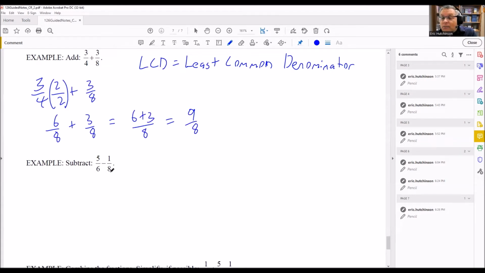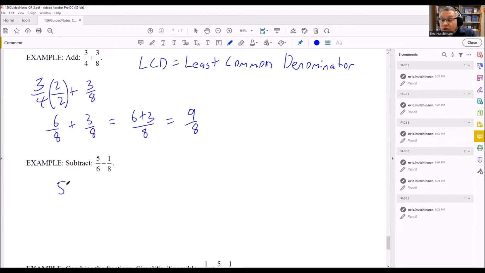8 divided by 6 doesn't work. Let's add an 8 to that, and we get 16. Well, 16 divided by 6, that doesn't go in evenly either. Okay, so then we're going to add another 8 to it, and we get 24. Well, 24 divided by 6, yes, that does divide in evenly. So now that tells us that 24 is going to be our LCD, the least common denominator.